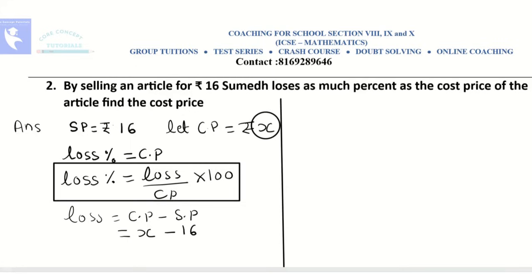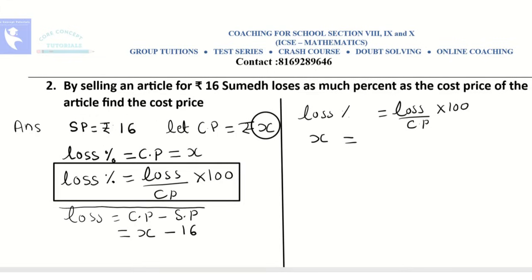Okay, so let us write loss percentage. Again, I'll write the formula. Loss percent is equal to loss upon CP into 100. What is loss percentage? Loss percentage equals cost price, which is X. So loss percentage X is equal to loss upon CP into 100. We have already calculated the loss over here: loss is X minus 16. So X minus 16 upon cost price X into 100. I hope this is clear. We have almost reached the answer, the quadratic equation.